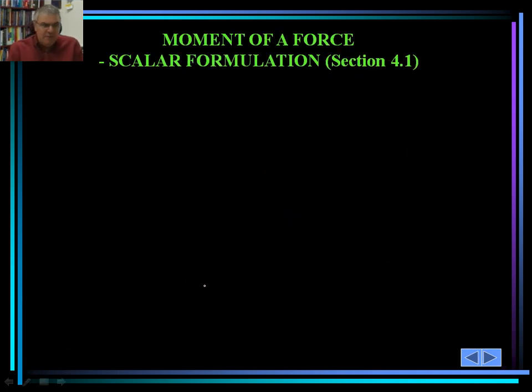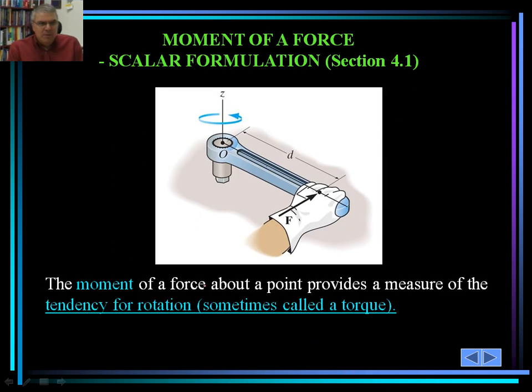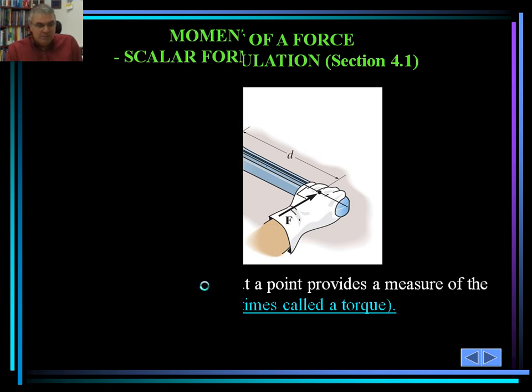So let me move on by introducing the moment of a force in scalar form. In scalar form, the moment of a force about a point provides a measure of the tendency of rotation. That's also sometimes called a torque, though torque and moment are different concepts. The moment of a force about a point provides a measure of the tendency of rotation.